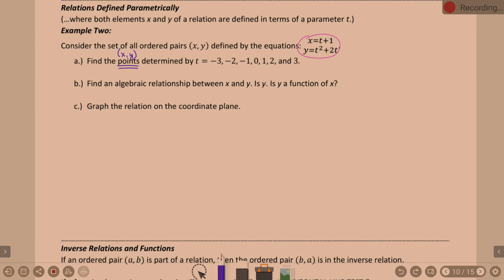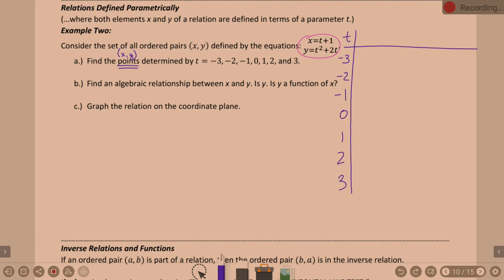Now, can I do it? I think I have room. I'm going to put my part A over here, and I'm going to set up a table. I'm going to end up with 4 columns here, but my first column is going to be my t values. My t values, as provided: -3, -2, -1, 0, 1, 2, and 3. Those were provided, yes? No magic there.